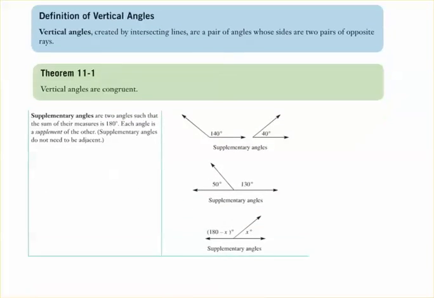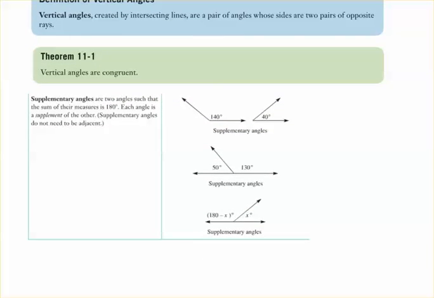Now, there's a little bit more vocabulary here that we're talking about: supplementary angles. And supplementary angles, that means that two angles add up to be 180 degrees. That's the definition of a supplementary angle. So here we have a couple or three examples. This example shows you a 140-degree angle and a 40-degree angle. Well, if you add those together, they would add up to be 180 degrees.